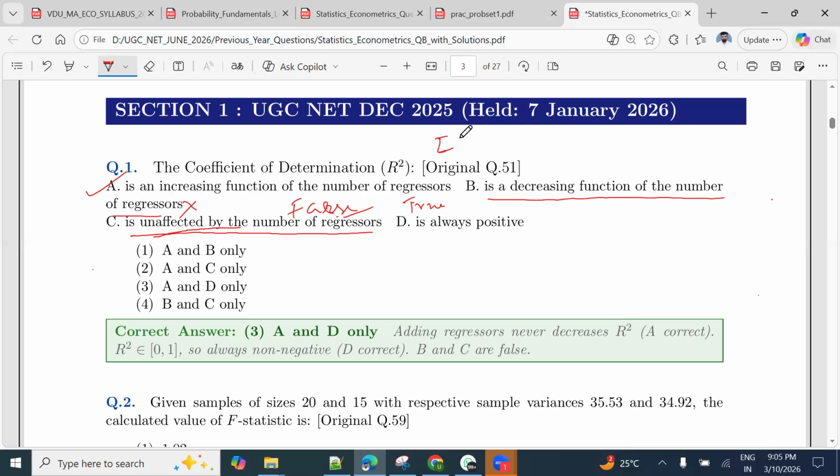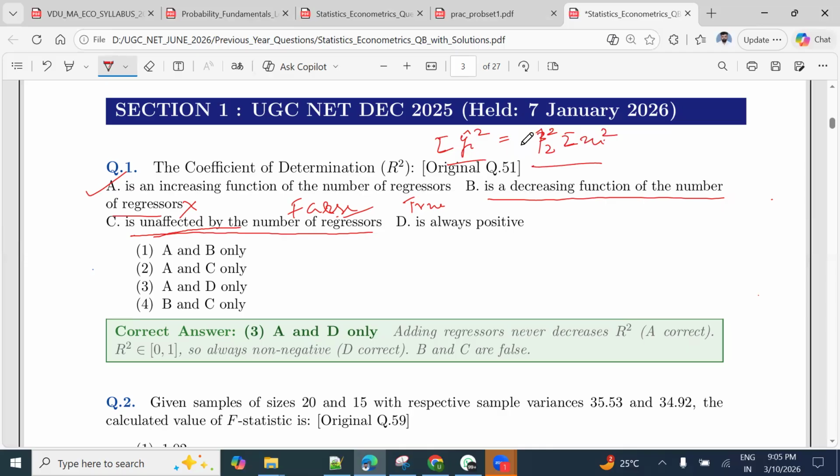It is the summation of small y hat i square, which is equal to beta 2 hat square into summation xi square. This is actually the formula of the explained sum of squares.